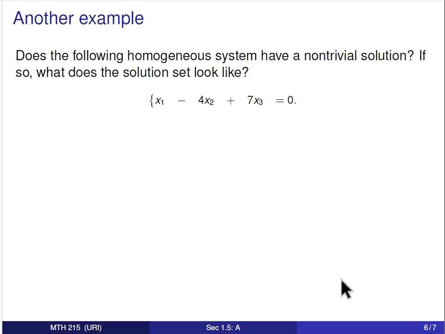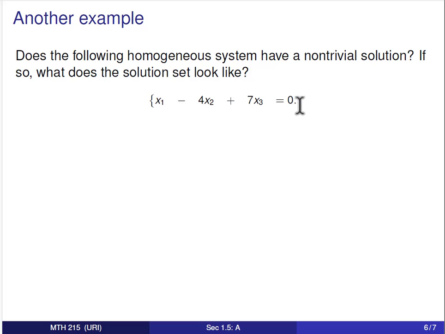All right, let's do one more example before moving on to the next video. In this example, we're asked, does the following homogeneous system have a non-trivial solution? And if so, what does the solution set look like? Now, this may strike you as a little bit odd because instead of having multiple equations in our system, we actually just have one, but it's a linear equation. We can talk about its solution set if we set it equal to 0.